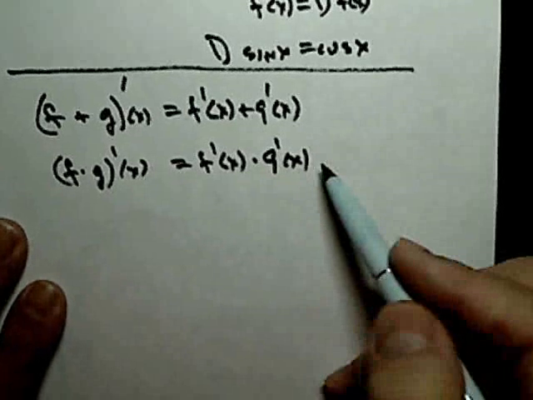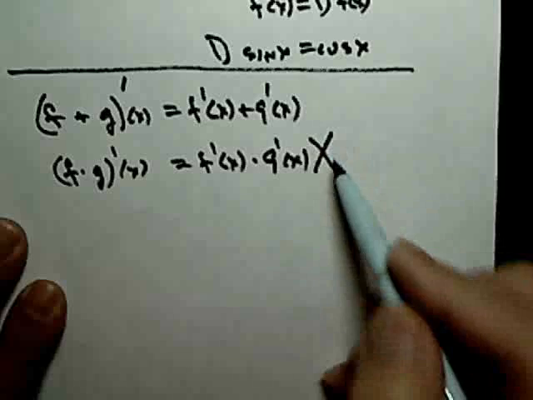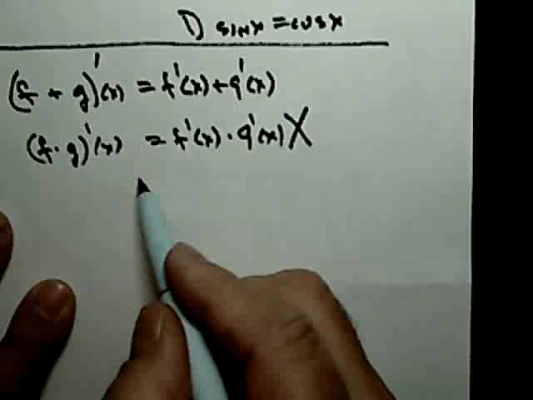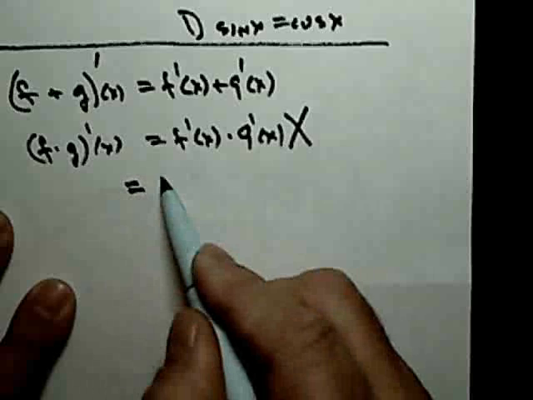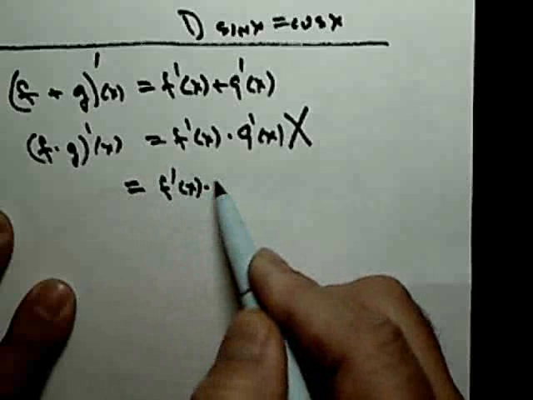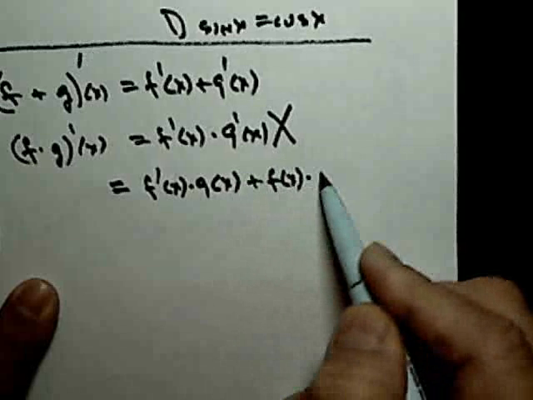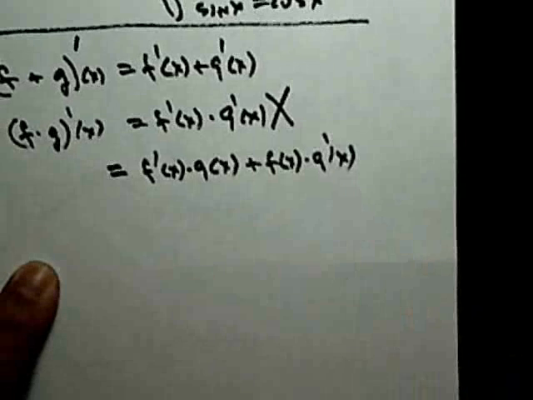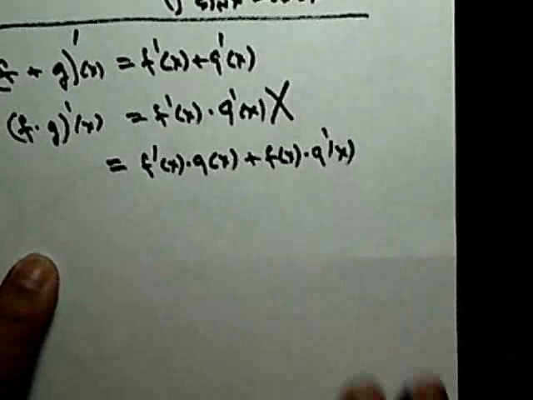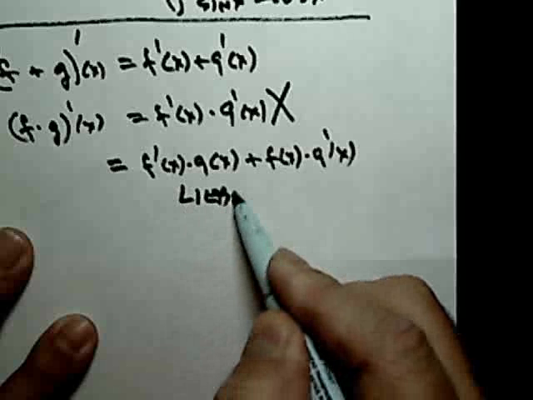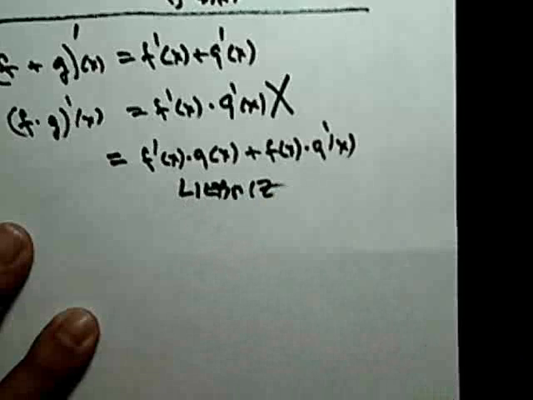It turns out, with a couple of quick examples, you'd find out that is not what it is at all. It's wrong. Well, what is it? Well, it turns out that it's f prime of x times g of x plus f of x times g prime of x. This was discovered by our ancestors back in the 1600s, and this is called the Leibniz rule, after one of the inventors of calculus, Gottfried Leibniz.